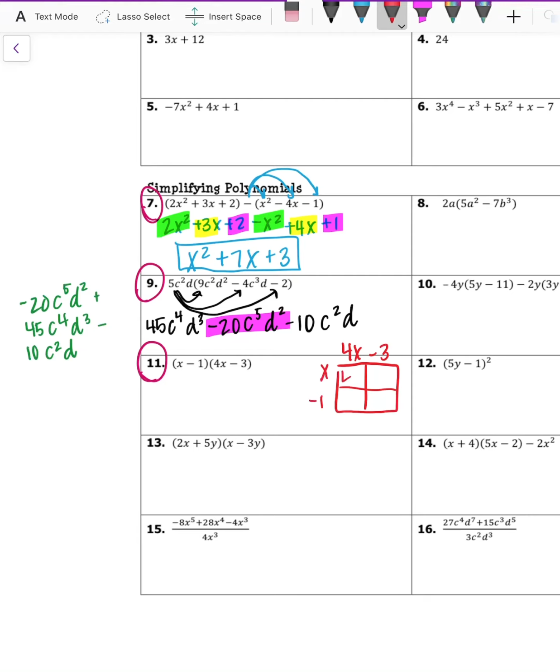So 4x times x is 4x squared. X times negative 3 is negative 3x. 4x times negative 1 is negative 4x. And negative 3 times negative 1 is positive 3. Now, if you remember from class, I can find my like terms on the diagonals. So what I have left over is 4x squared. Negative 4x plus negative 3x is negative 7x. And then plus 3 left over. And I'm done. Okay.